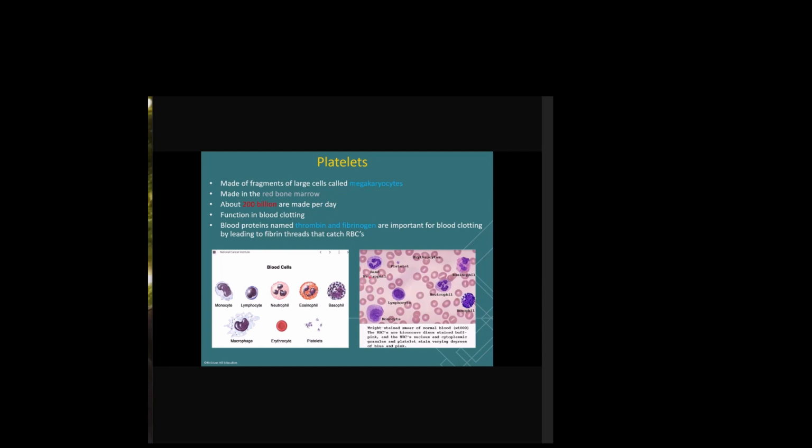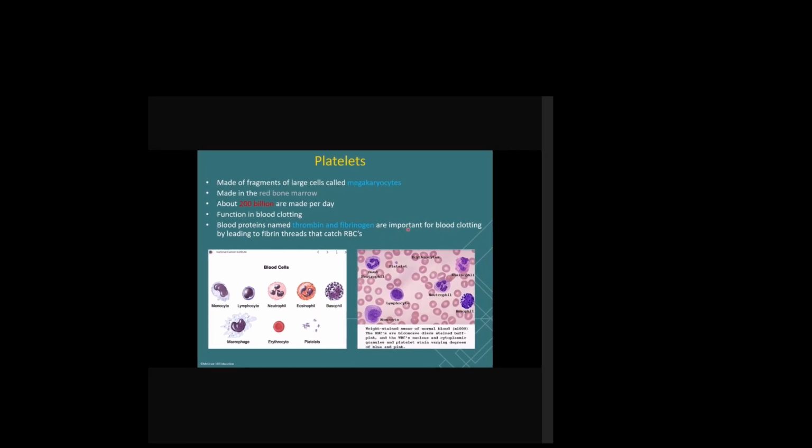I said some of the proteins found in blood, we mentioned fibrinogen, another one is thrombin, are important during the process of blood clotting. If you compare them by size, red blood cells are smaller, white blood cells are slightly bigger, and platelets are much smaller than both the red and the white blood cells.